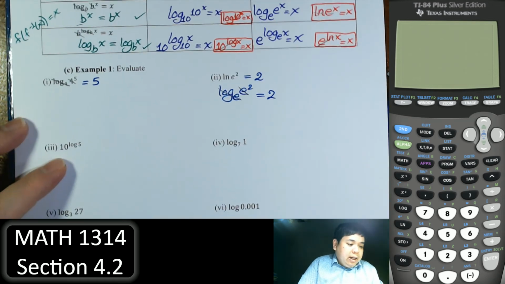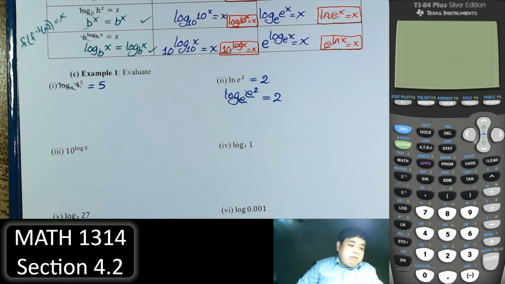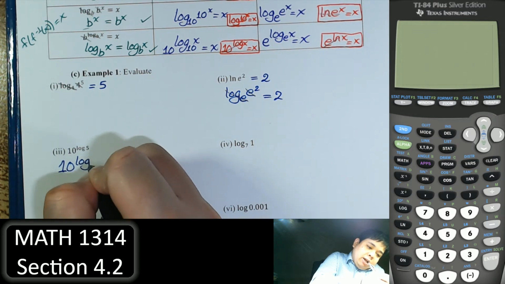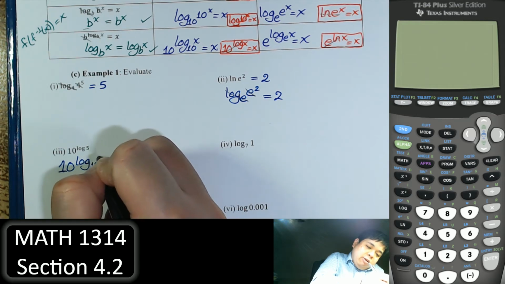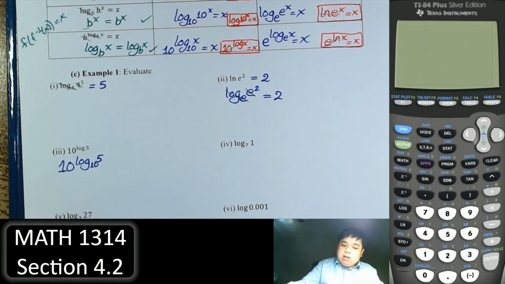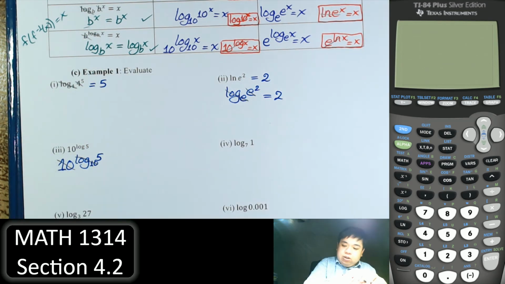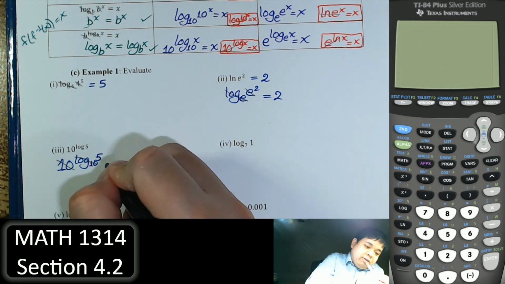Right. Log 10 to the log of 5. This is the common log, so we don't need to write the default base 10. But once again, exponential of base 10 and the log of base 10 cancel out, and we have 5.